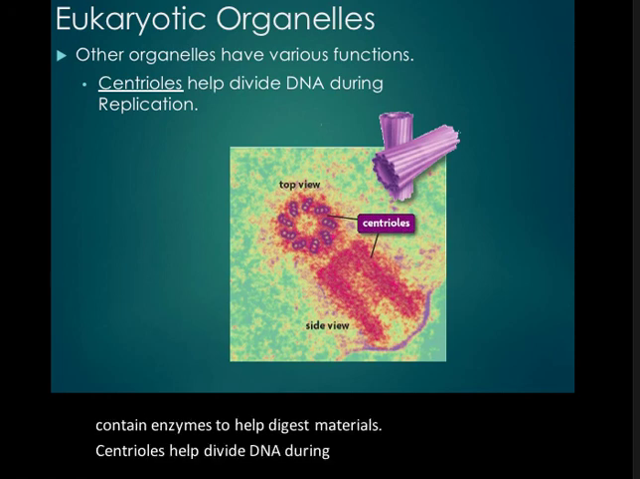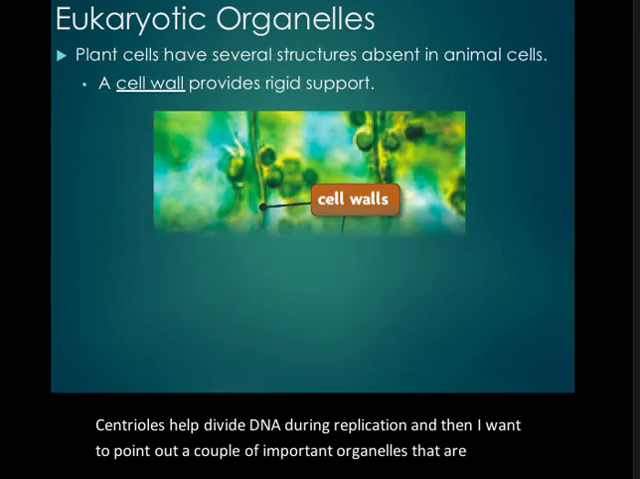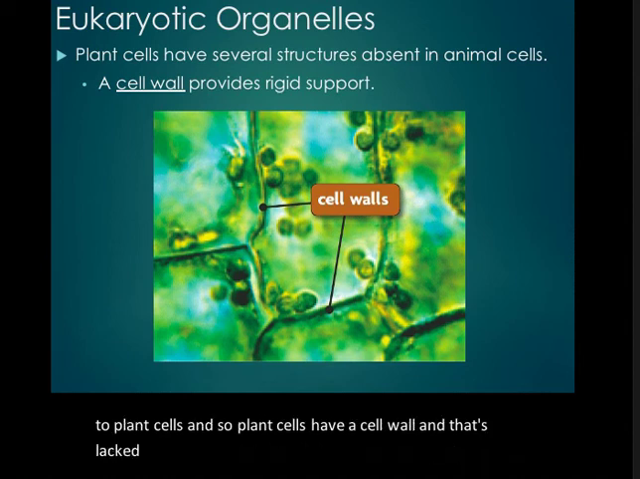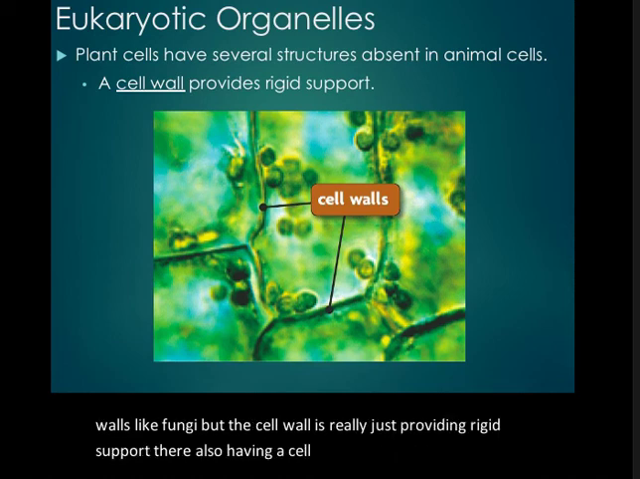And then I want to point out a couple of important organelles that are unique to plant cells. Plant cells have a cell wall, and that's lacked by animal cells. Other types of eukaryotes also have cell walls, like fungi. But the cell wall is really just providing rigid support. They also have a cell membrane, like an animal cell.